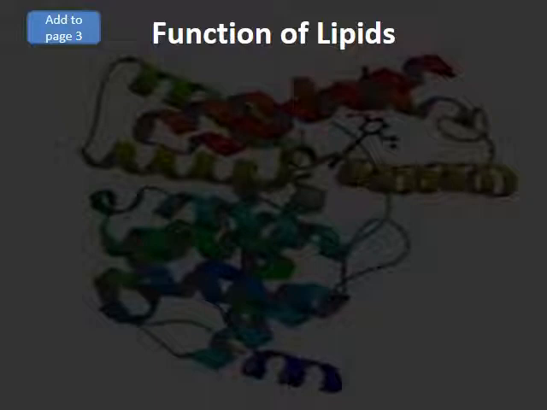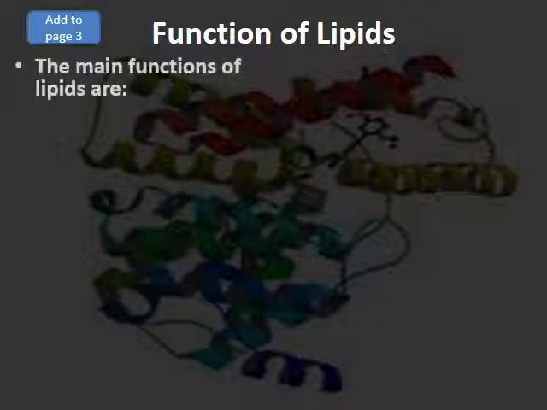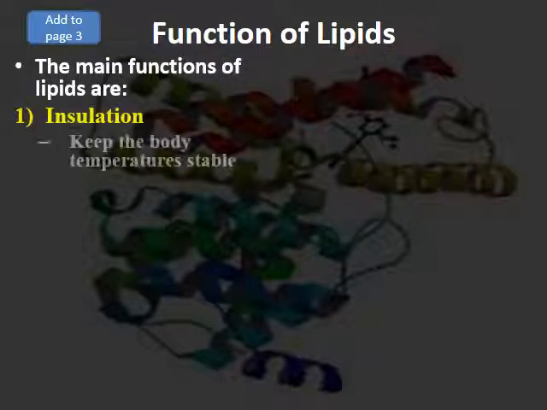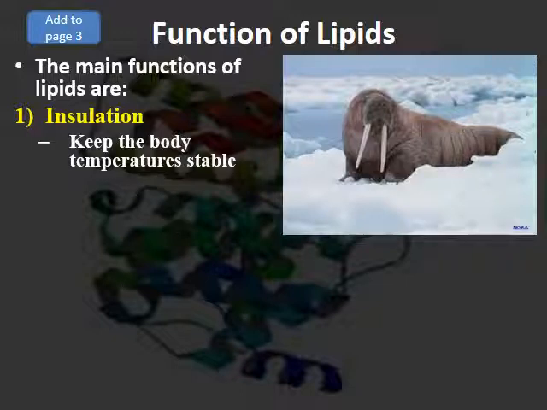Alright, so then again, back into your note packet on page 3, we want to kind of go through the basic functions of lipids. So why do we have lipids inside our cells and inside our body? So first off, lipids are great because of insulation. So energy doesn't travel through lipids very easily. So heat energy can be trapped inside our body better if we are insulated with a layer of fat.